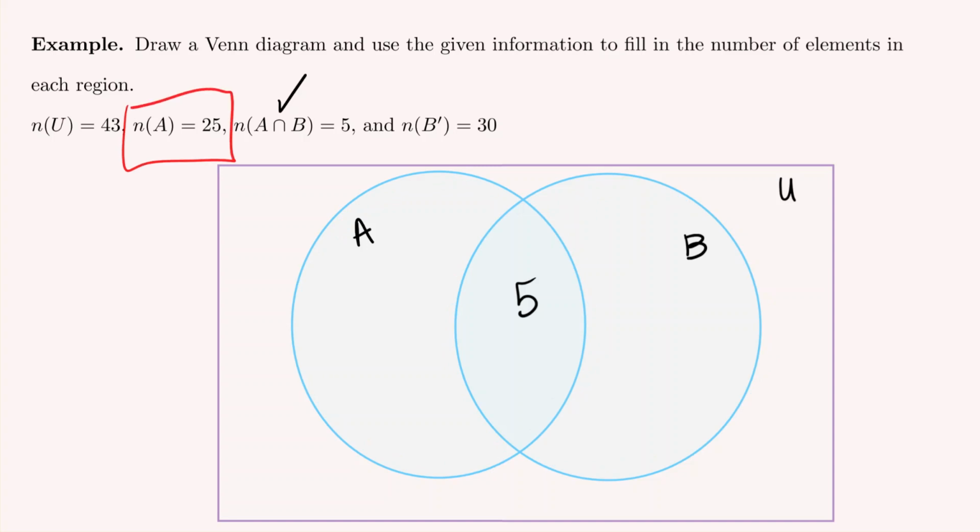Now we know that altogether the number of elements in A, which is this entire circle, is 25. We already have 5 listed, so how many should be in just A alone?